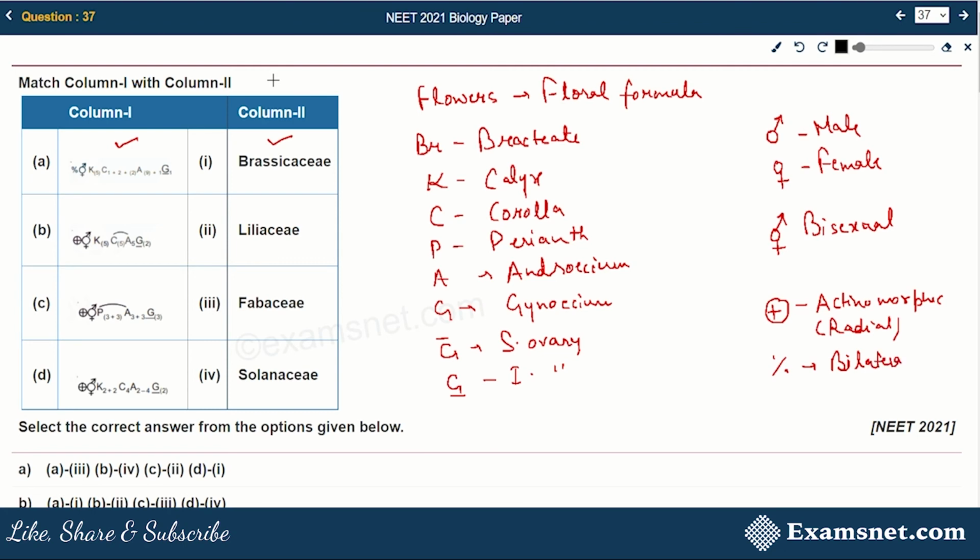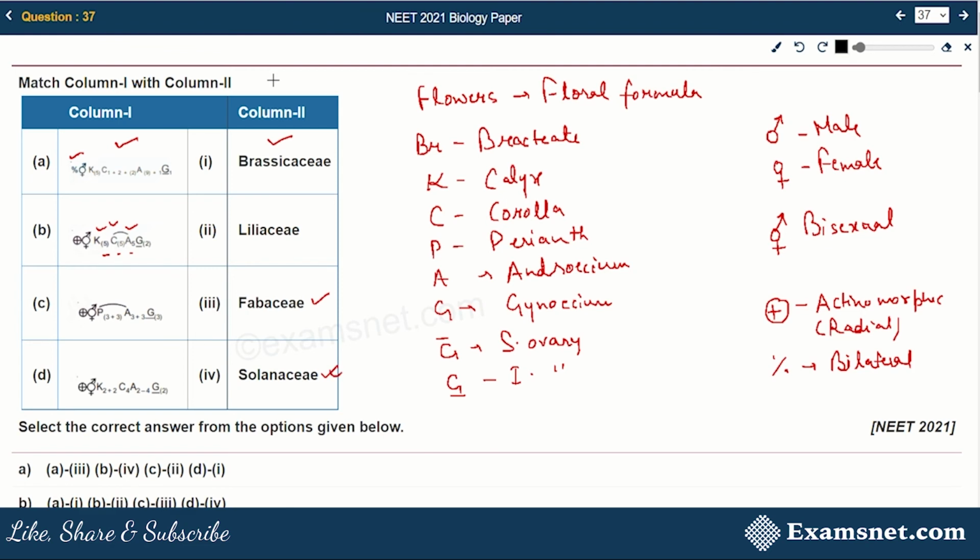Now, look at the options given here. The first option is where there is a zygomorphic symmetry. And out of the given options, the correct match for this is Fabaceae. Now, the next one is here calyx, corolla and andrecium all are 5 in numbers. Also, corolla and andrecium are fused together. So, this is the characteristics of Solanaceae family.